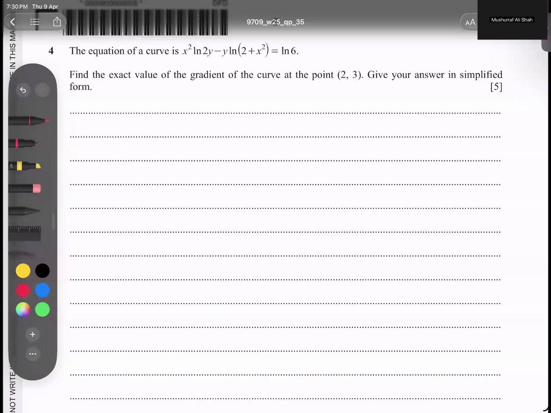Question number 4, students, we have a curve equation given here. This is an implicit function because x and y are mixed together. Find the exact value of the gradient, so we are looking for the derivative dy over dx, and after finding it, plug in x value 2 and y value 3. This is our major job.